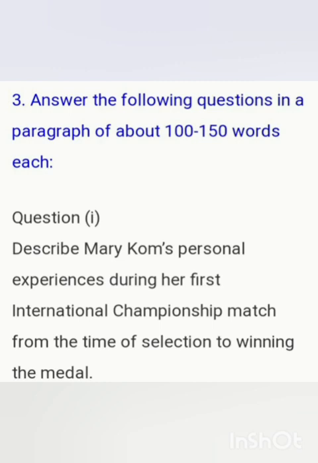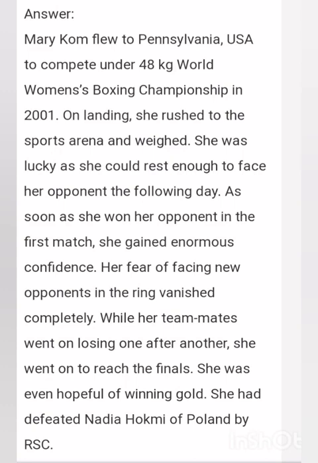Describe Mary Kom's personal experiences during her first international championship match from the time of selection to winning the medal. Mary Kom flew to Pennsylvania, USA to compete in the 48 kg World Women's Boxing Championship in 2001. On landing, she rushed to the sports arena and weighed in. She was lucky as she could rest enough to face her opponent the following day. As soon as she won her first match, she gained enormous confidence. Her fear of facing new opponents in the ring vanished completely.